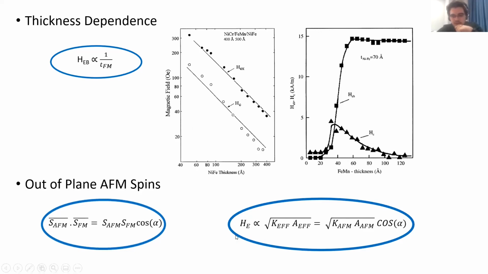And in the other type of theories, the exchange bias field is proportional to the square root of effective anisotropy times effective stiffness. In the out of plane case, this is equal to the square root of the AFM anisotropy and AFM stiffness times cosine alpha, which again gives 0 in the out of plane case.